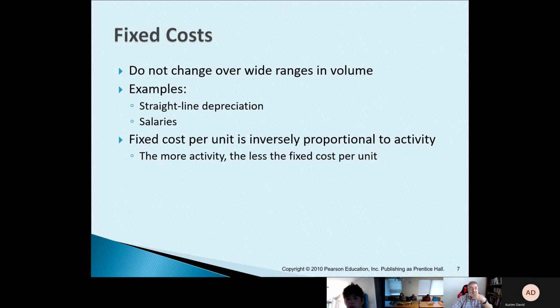Wait, 5, 10, 15, 20? 20, yeah, 20. What did I say? 20? I added the zero.